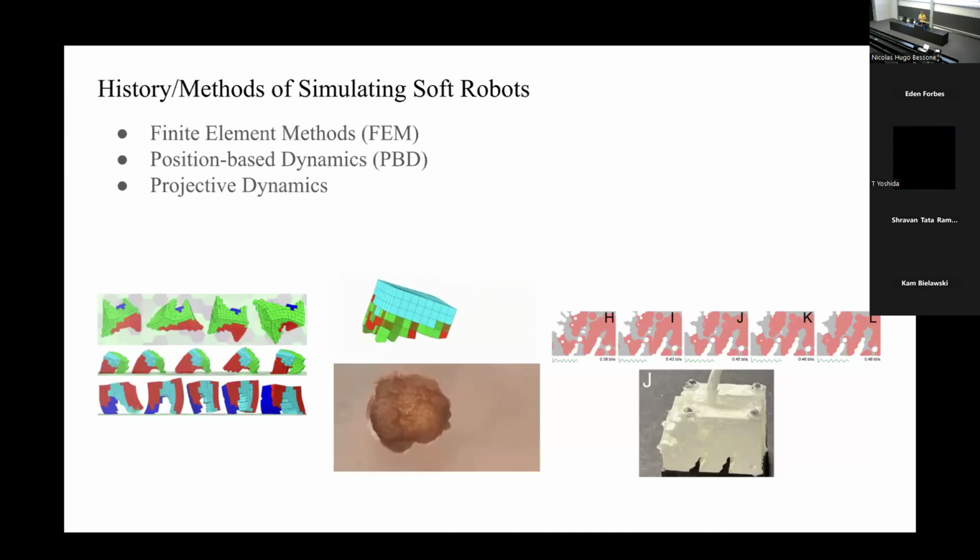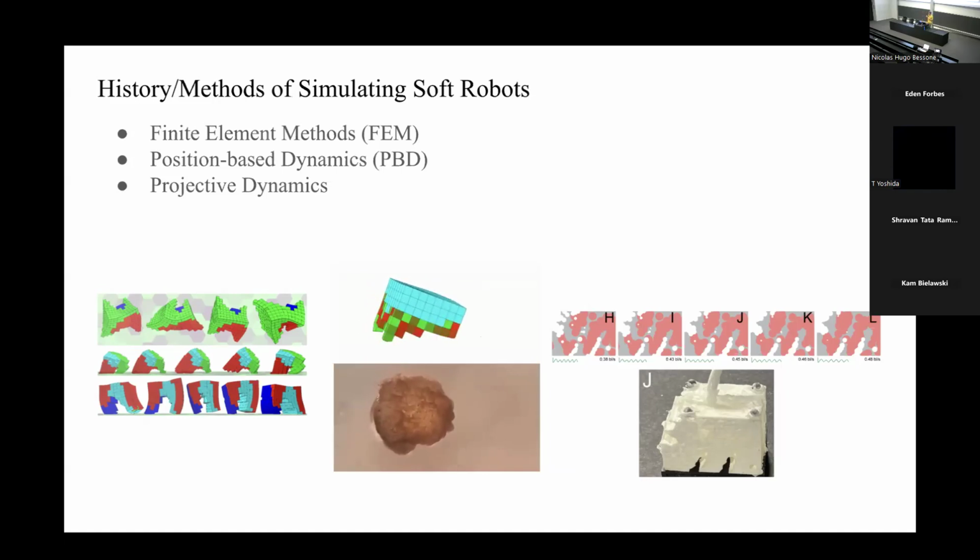So yeah, soft robots have been simulated for a long time. It dates back to the early 1900s with finite element methods, where you take a material, discretize it into a bunch of small pieces, and that makes it very easy and tractable to simulate the behavior of the material.